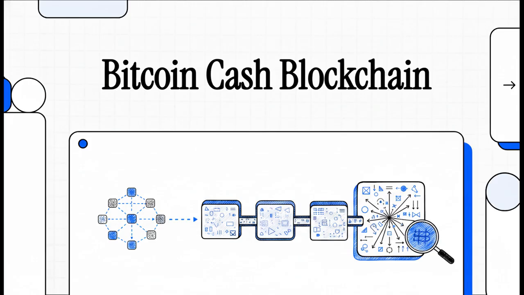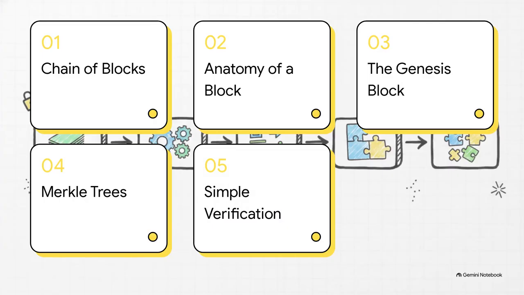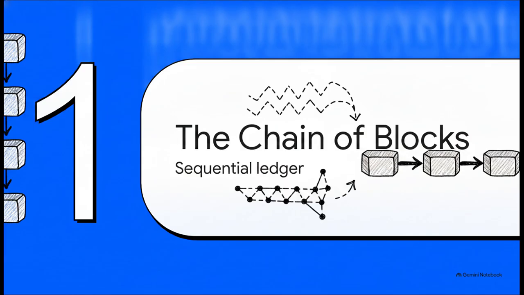It's a seriously elegant system, and by the time we wrap up, you're going to have a crystal clear picture of how it all fits together. Here is our map for today. We're hitting the chain of blocks, anatomy of a block, the Genesis block, unpacking Merkle trees, and finally, verification made simple. All right, Section 1, the chain of blocks, understanding the sequential ledger.